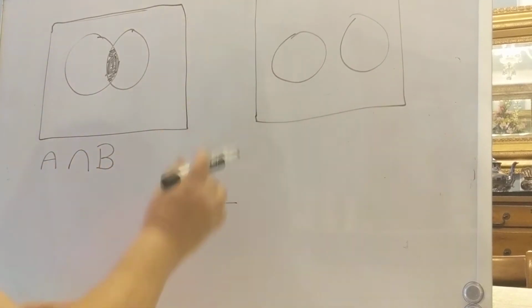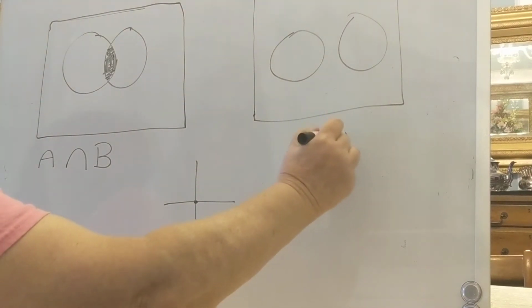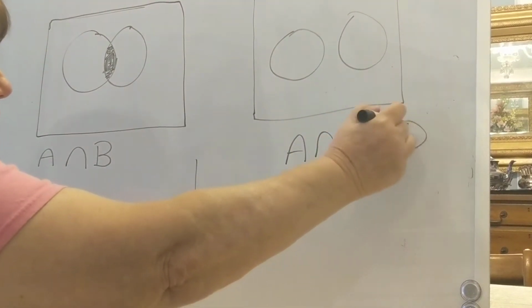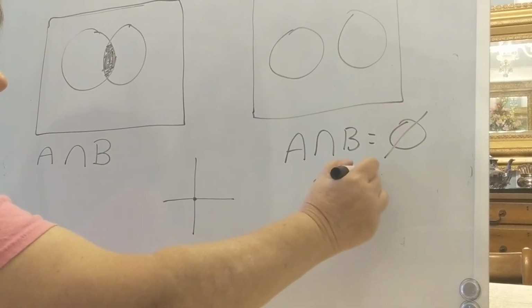And here, these don't intersect. So the intersection of these 2 is the empty set. And these are called disjoint. They have no members in common.